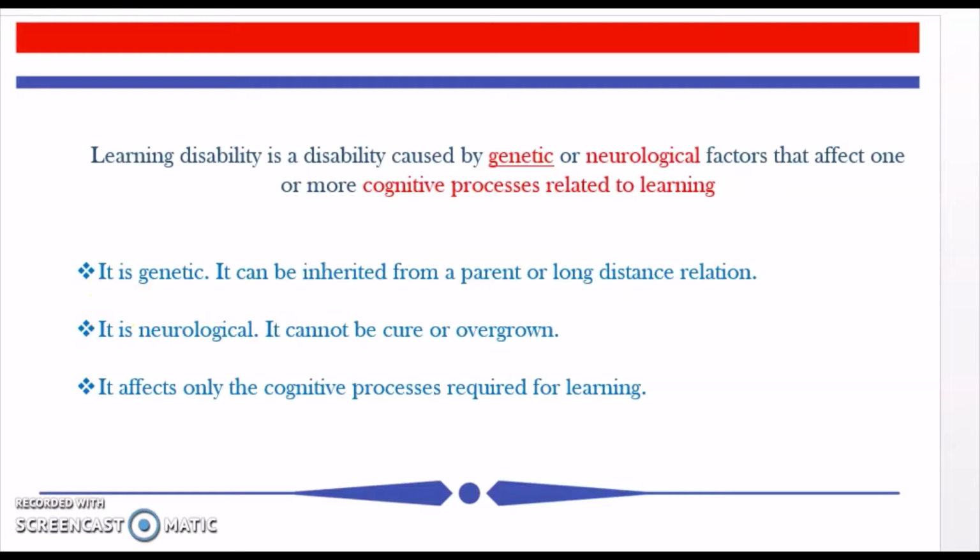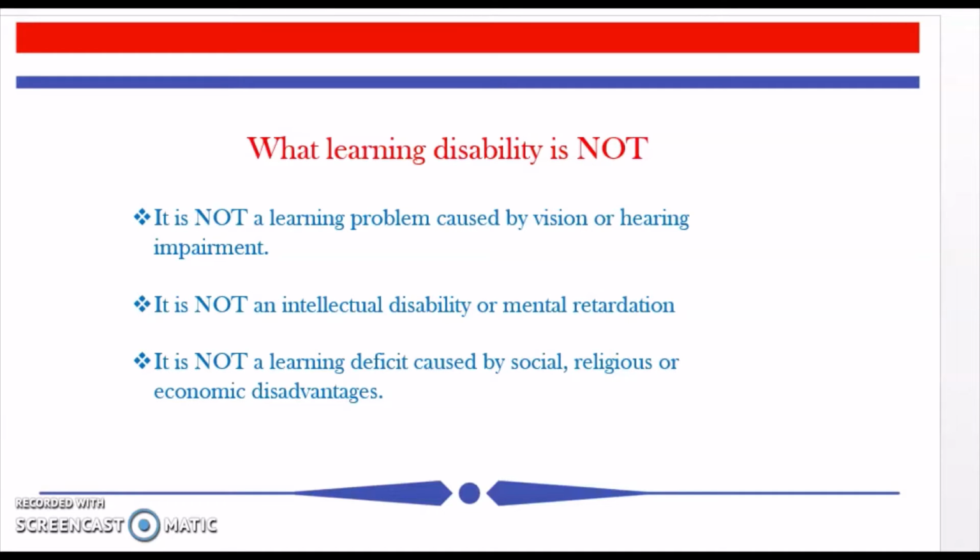And it brings us to what it's not. So a learning disability is not a learning problem caused by vision or a hearing impairment. So if a child cannot see the board very well or cannot hear very well, it doesn't mean that he is learning disabled. The causes of the problem should be treated. If it's vision, get him glasses. If it's hearing impairment, get him a hearing aid and it will be solved.